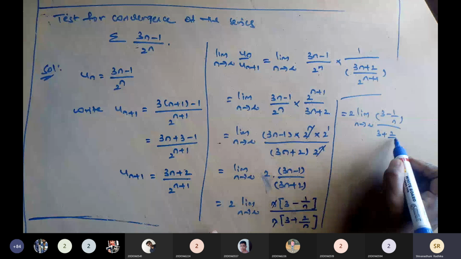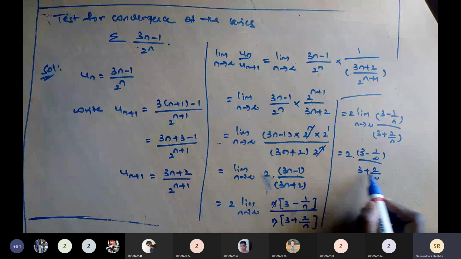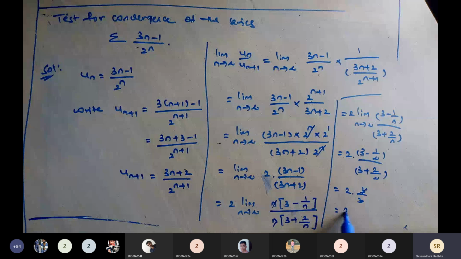It is clear? Now I am going to substitute the limit value n equals to infinity. 3 minus 1 by infinity by 3 plus 2 by infinity. It is clear? 1 by infinity is 0, 2 by infinity is 0. 2 into 3 by 3, the 3 get cancelled. The value is 2. L equals to 2 we get. It is clear? L equals to 2.